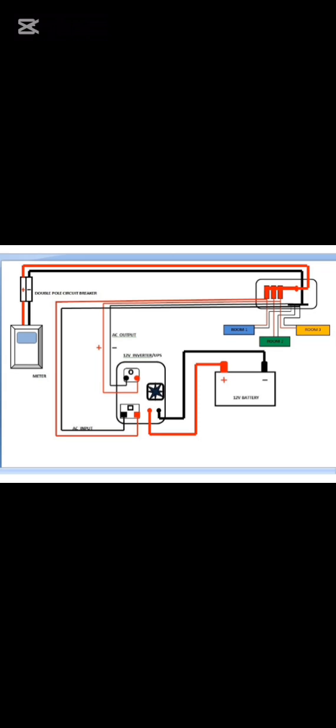Today's video is about a diagrammatic representation, or a system architecture, of a UPS solar system automatic changeover. Let's explain the function of each of the components in the diagram.